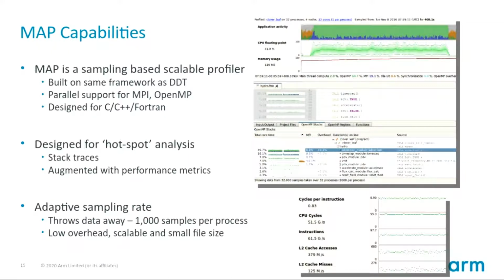Yes, like the adaptive sampling rate. Although it says it throws data away, it's actually smartly merged together as samples as your run increases. So you don't lose previous sample information. There's an algorithm that we use to combine two samples together. Okay.